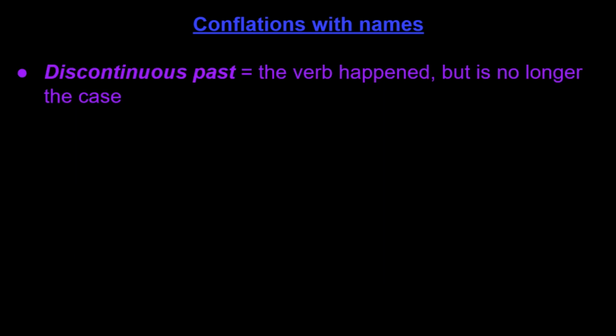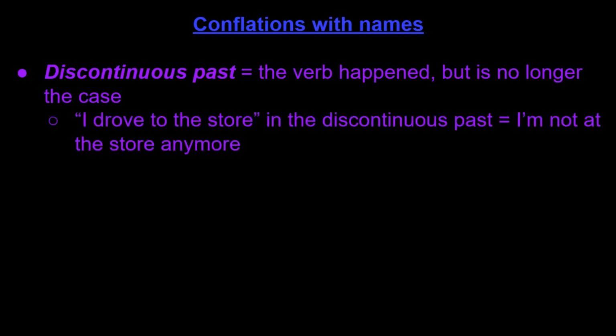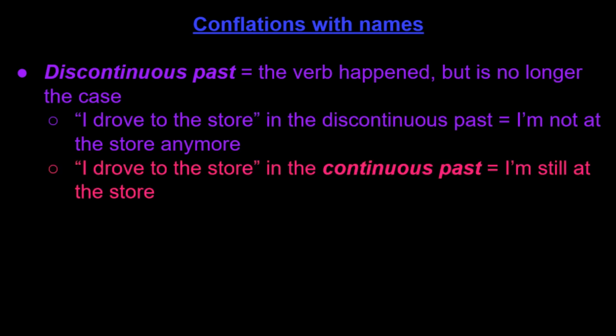And finally, a few languages have a very interesting conflation called the discontinuous past. This means that something happened in the past, but is not still the case. So if I said, I drove to the store in the discontinuous past, this would indicate that I'm no longer at that store, whereas if I use the continuous past, I'd still be at the store.